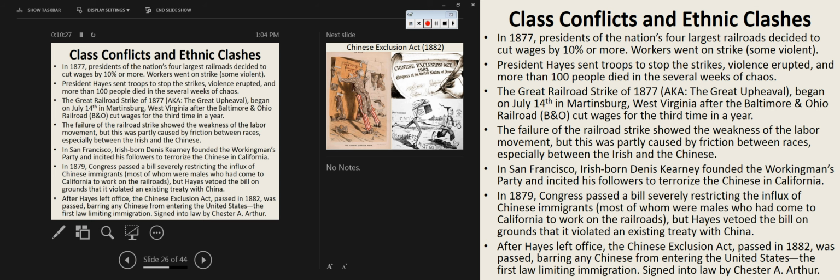This also leads to friction between races. So in the east, especially in the northeast, a lot of battling between African American and Irish laborers. And in the west, we see a large wave of Chinese and Japanese immigration during this era, and a lot of deep-seated anger and infighting between Chinese laborers and Irish laborers.